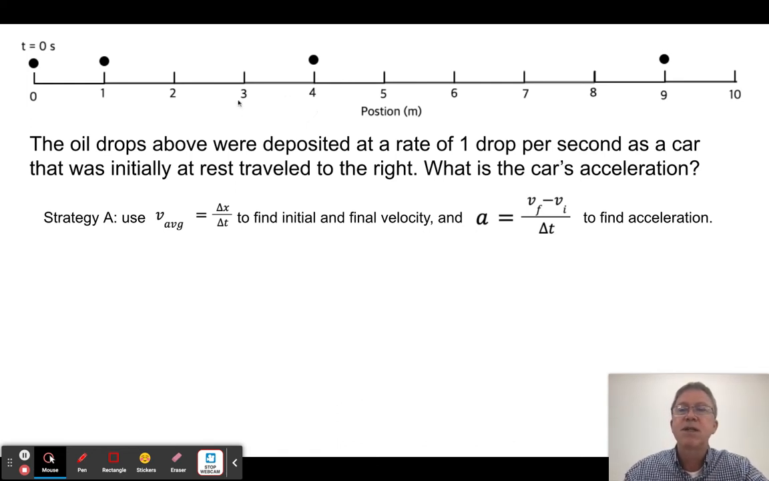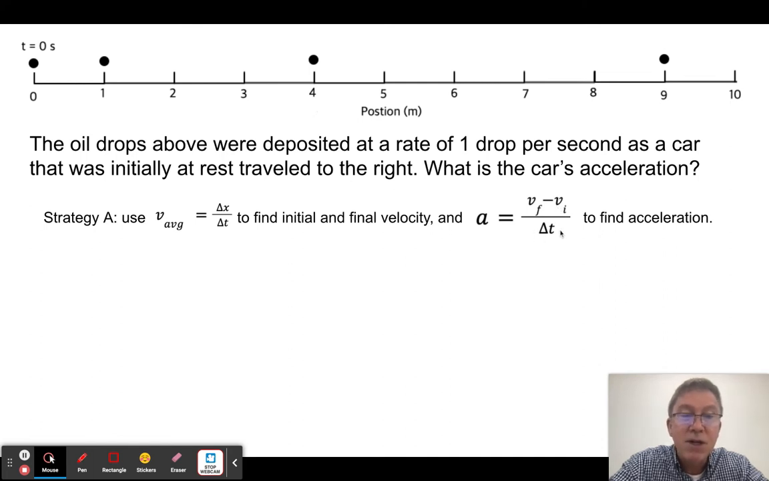With approach A, I can say that at any moment in time, the velocity is never the same. At no point between here and here was the velocity ever the same. It's accelerating. So one strategy is to take the average velocity here and the average velocity here. This is like what we do with photo gates. I'm going to find the average velocity here and call it VI. I'm going to find the average velocity here and call it VF. Even though the velocity changed within each interval, I'm going to find the averages. Then I'm going to use this equation here to solve for acceleration.